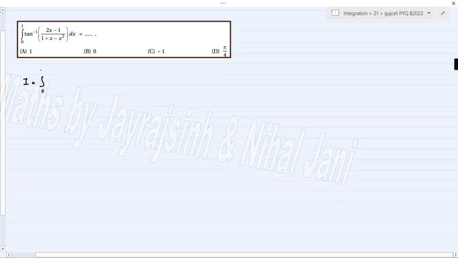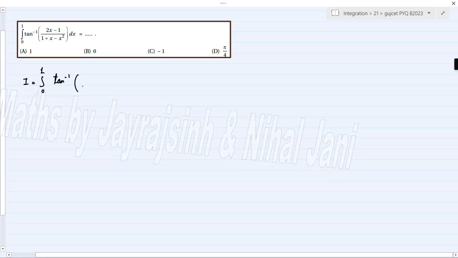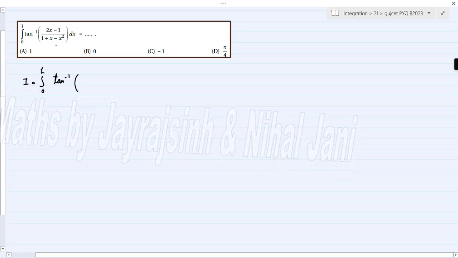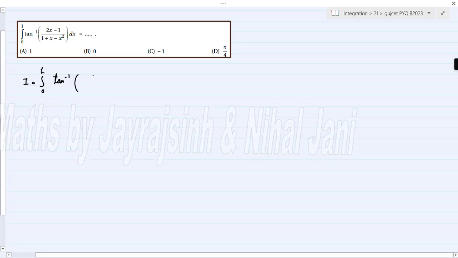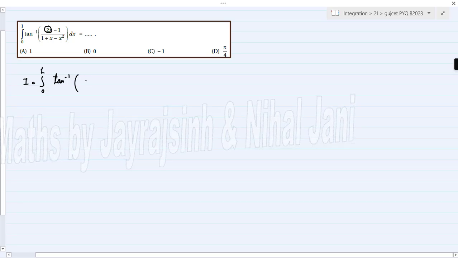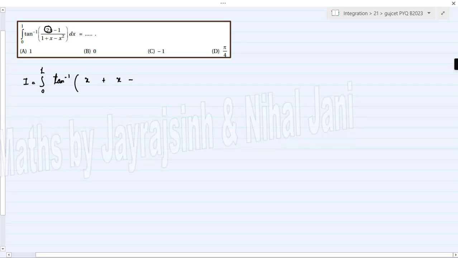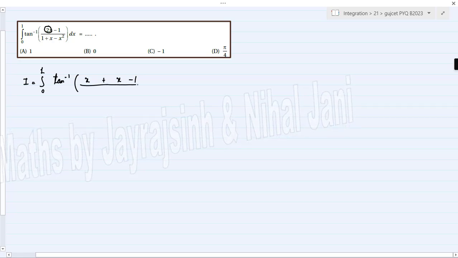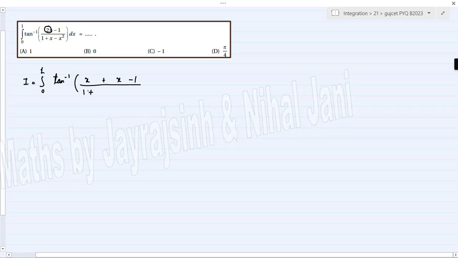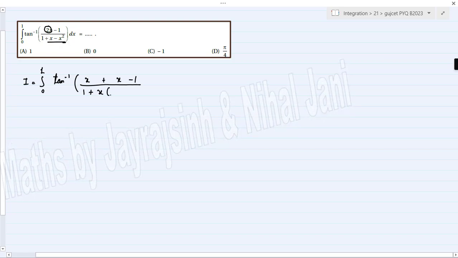Here we have the integration from 0 to 1 of tan inverse of (2x minus 1) upon (1 plus x minus x square). Basically this 2x is split into x plus (x minus 1), divided by 1 plus; from these two terms we can take x common, so the remaining term will be 1 minus x.